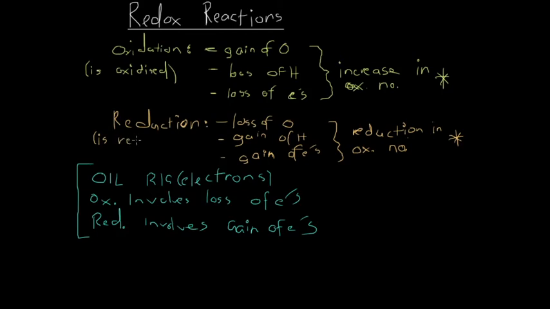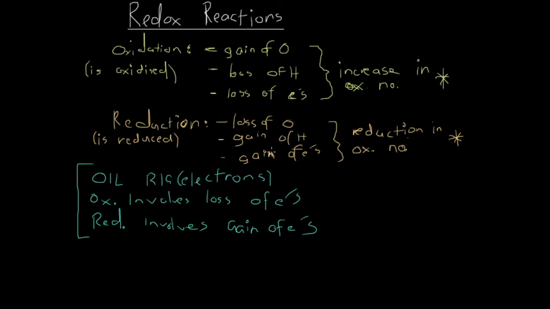There are a lot of definitions here, but you can work through them and think about what they all mean just by using logic. So reduction involves a reduction in oxidation number. That's why we call it reduction. Oxidation involves an increase in oxidation number. And as for the electrons, we can use OIL RIG. Oxidation involves loss of electrons, and reduction involves gain of electrons.